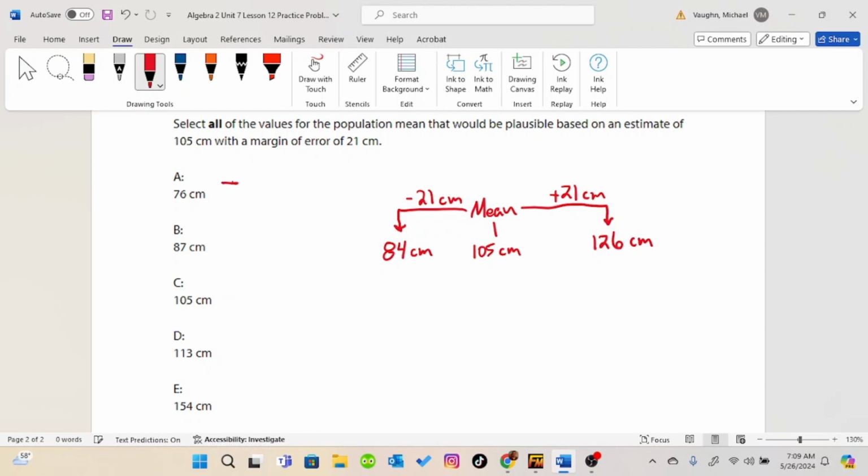A is too low. B is in the range. C is the actual mean. D is in the range. And E is too high.